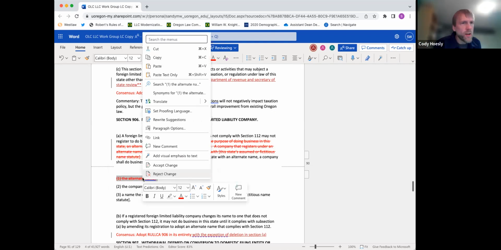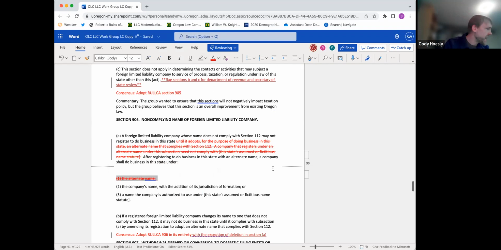Going back to A, sorry, I missed it just now. I have what you have as well, but on that first sentence, I thought we had wanted it to read, where it says that whose name does not comply with section 112, have it say must register to do business in this state under the company's name with the addition of its jurisdiction of formation.